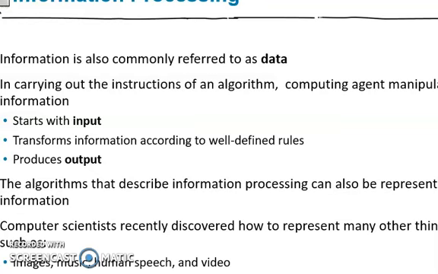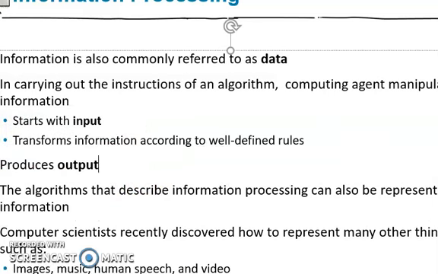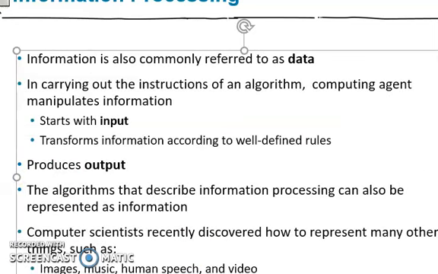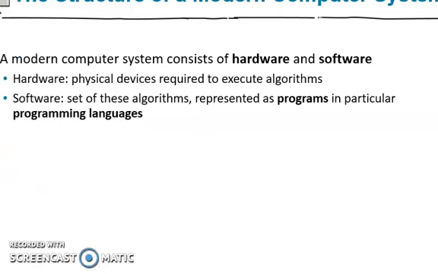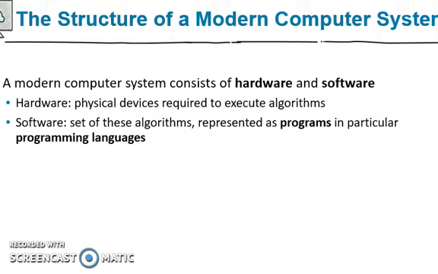Information processing. Information is basically data. We start with input. Now, all our programs in Python are going to have input, processing, and output. A modern computer has hardware and software devices. We are talking about the software. And the software that we're going to be talking about is Python.